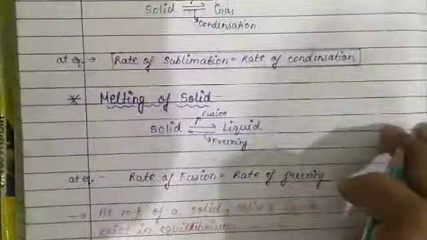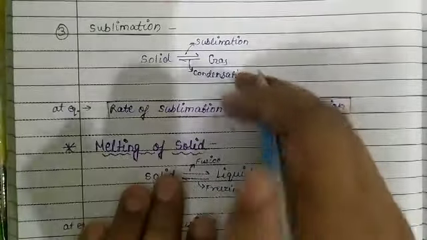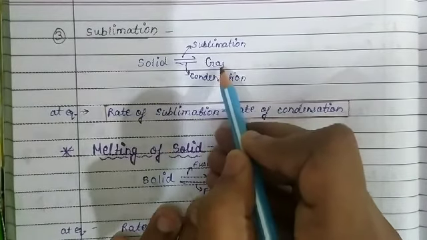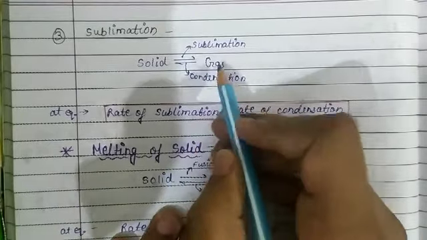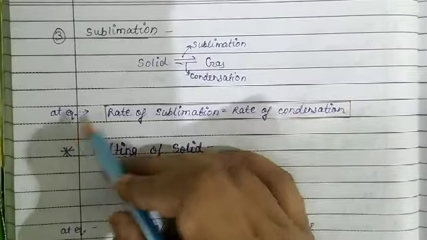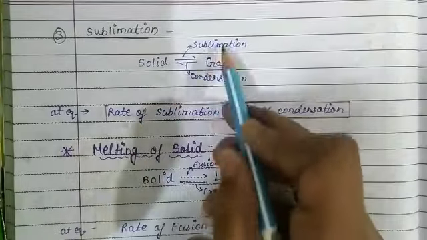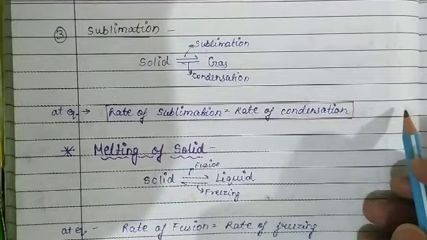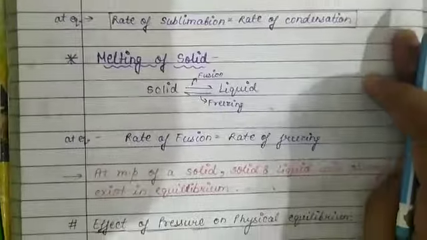Next we are going to discuss sublimation. Sublimation is when a solid changes directly into gas. When a solid directly changes into gas we call it sublimation, and when gas changes into solid we call it condensation. At equilibrium, the rate of forward reaction is equal to the rate of backward reaction, so the rate of sublimation equals the rate of condensation. We have seen the melting of solid. Now we will discuss the melting of solid in detail.